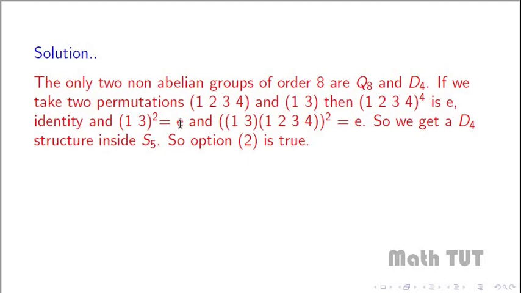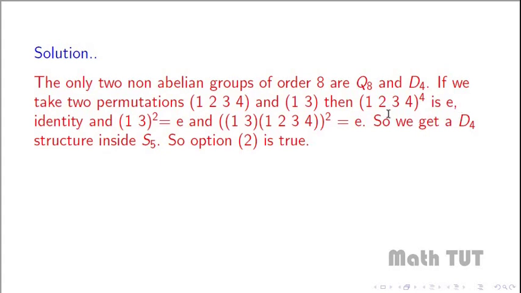And also if I find 1 3 times 1 2 3 4, if I operate and find the element and again take the square of the element, taking the square of the element means operating the element with the same element again, then you will get again the identity element. So this is one structure of D4 which is generated using these 2 elements. So this is how we can show that we have a structure of D4 inside S5, and D4 is a non-abelian group of order 8, so what we get is that option 2 is true.